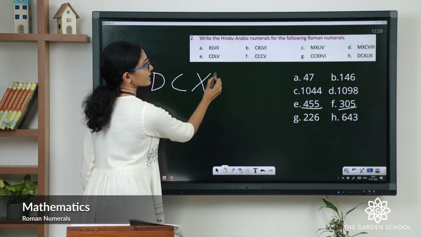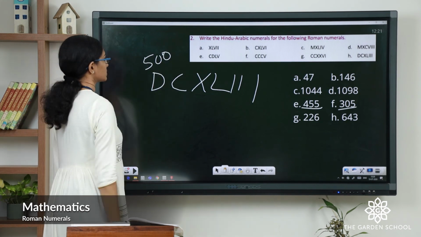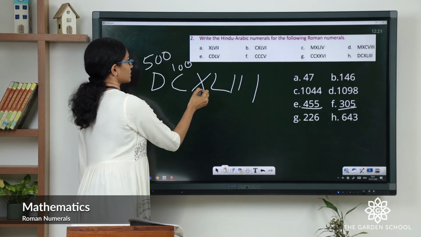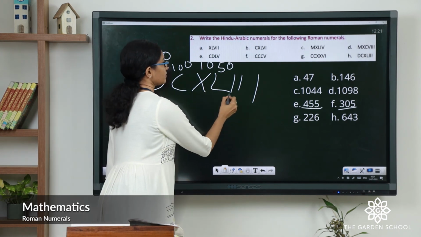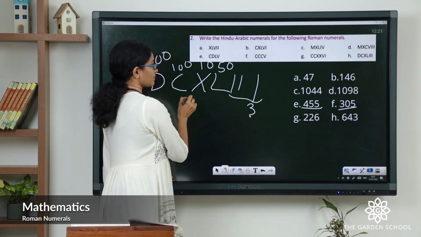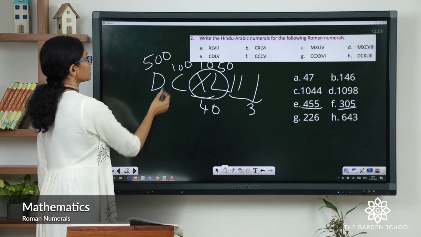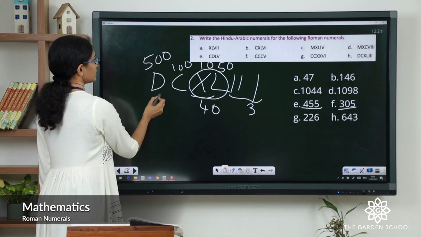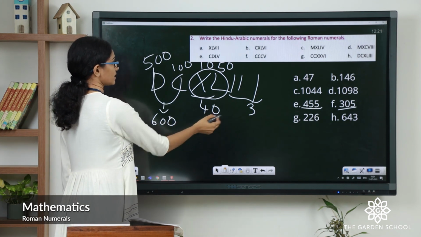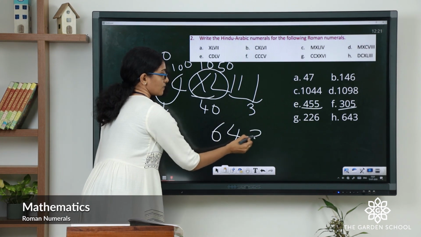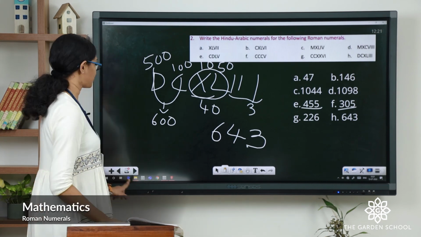Now the last one. D, C, X, L, and then 3. D is for 500. This is for 100, and 10, 50. From the previous examples, this part we know it is 40. So 500 plus 100 is 600. These two together will make 600. It's 40, then 3. So the answer is 643. I hope all the answers are correct and the concept is clear to you.